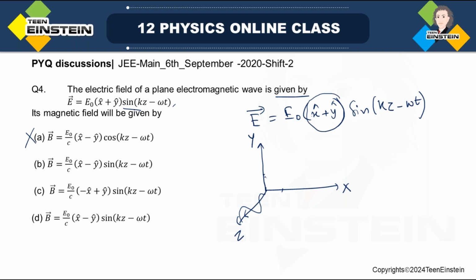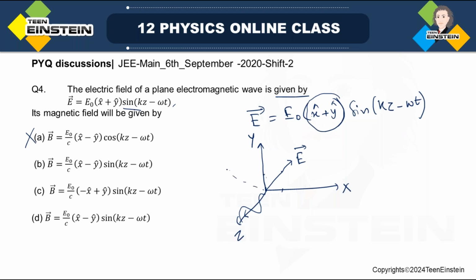So what is the position? See, the position is somewhere here, right? So it is actually moving along this way, right? So if this is the electric field, my magnetic field has to be actually perpendicular to this. Perpendicular to this. So what is the possibility?